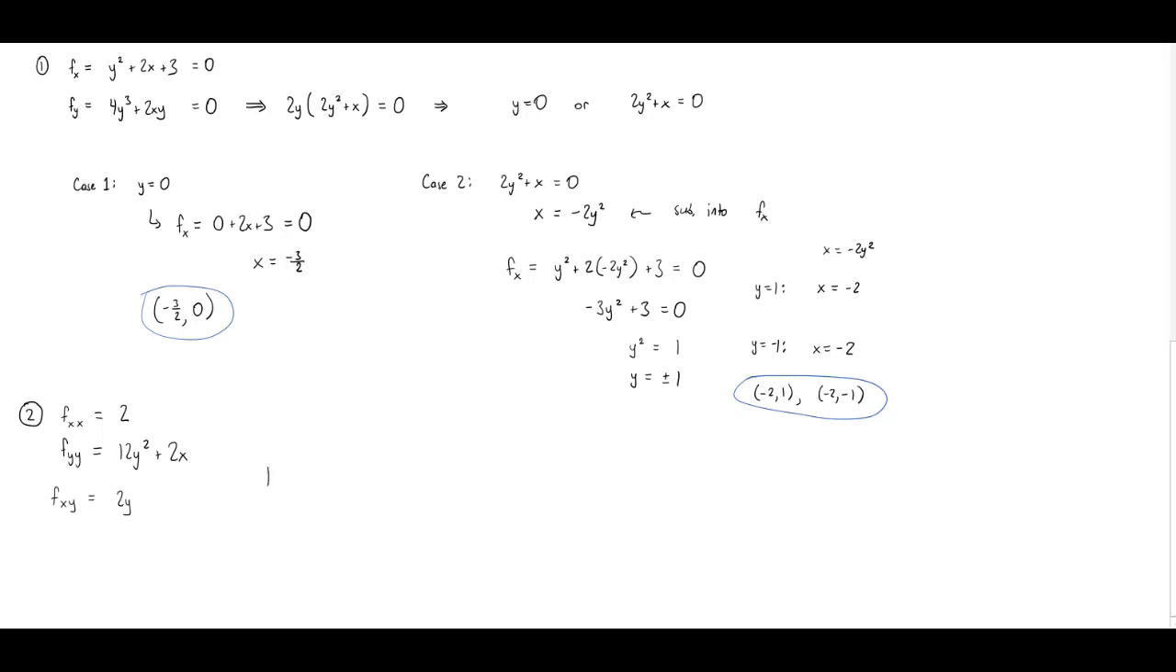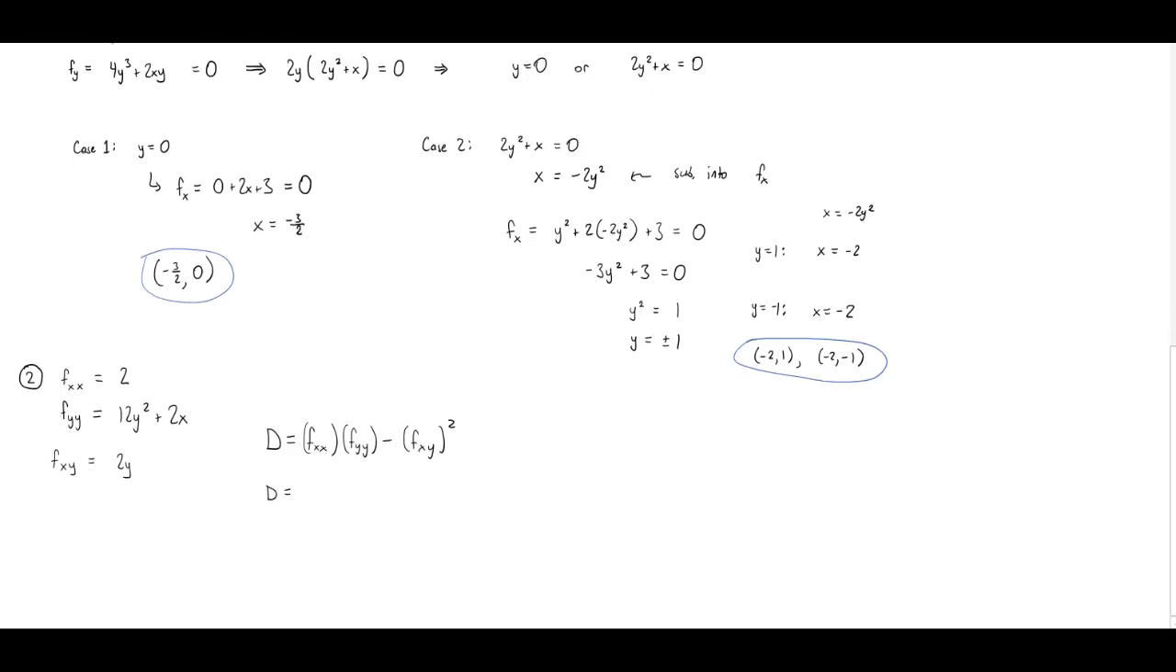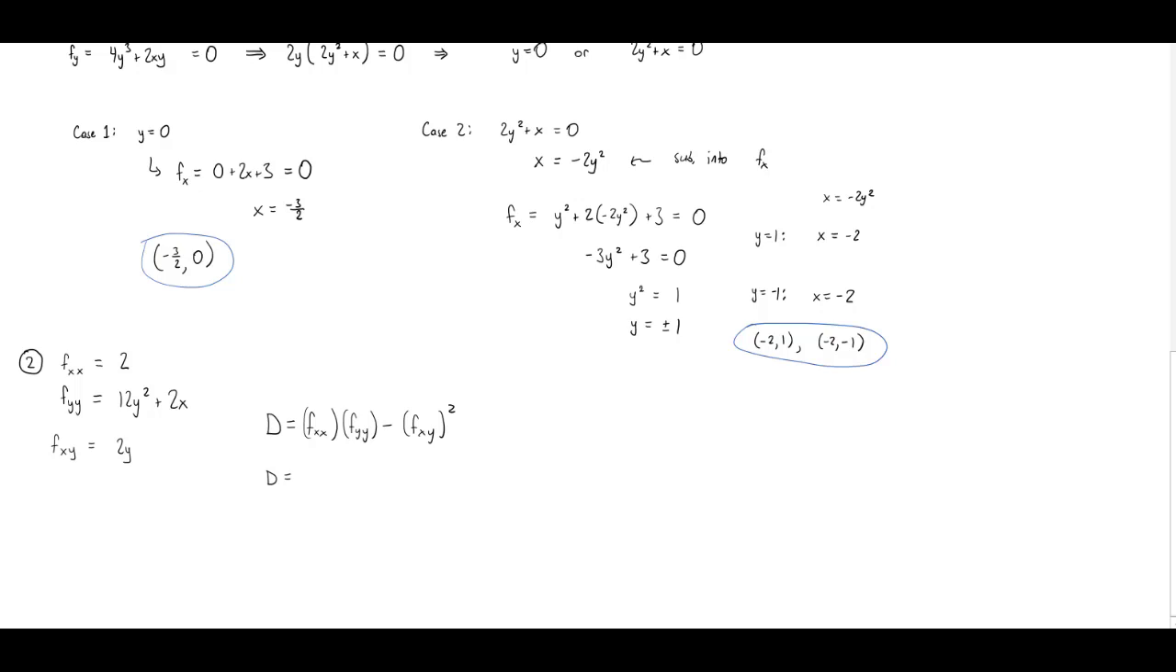All right, so then remember we needed to compute this expression fxx times fyy minus fxy all squared. So let me go ahead and compute that. So we have 2 times 12y squared plus 2x, minus 2y all squared.